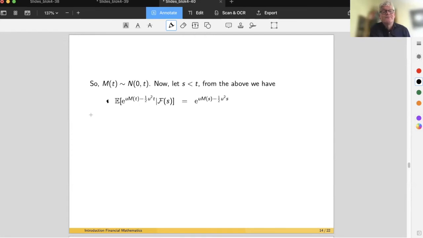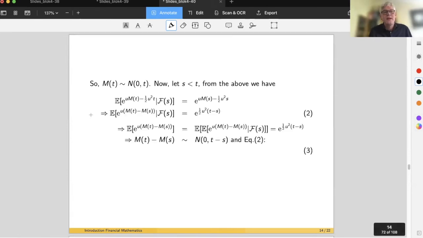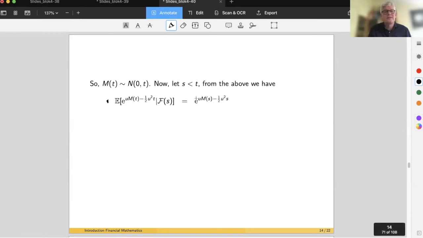This holds true. Now we can rewrite this a little bit by means of iterated conditioning. And we do that as follows. First of all, let's go back one piece. We can divide by e to the u m_s. So e to the u m_s, we can take it to the left-hand side.